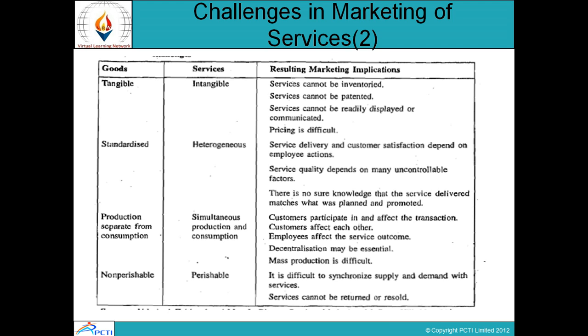Service delivery and customer satisfaction depend on employee action. Service quality depends on many uncontrollable factors. There is no sure knowledge that the service delivered matches what was planned and promoted.